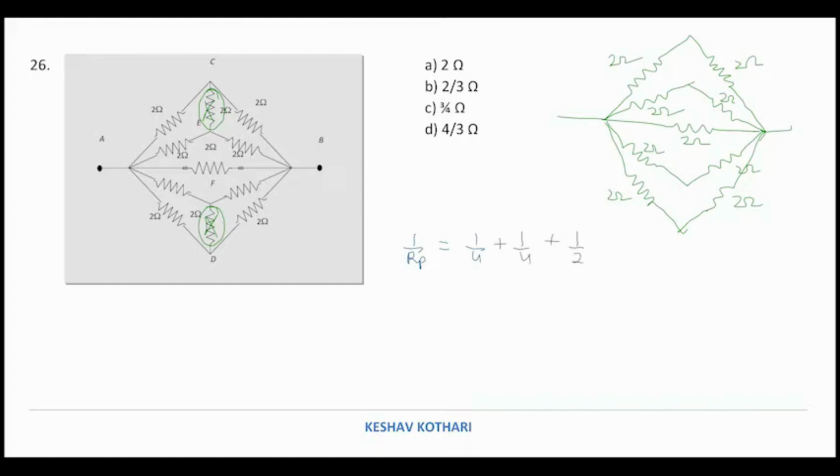Now there is a repetition of 4 ohm twice, so I'm writing over here again 1 by 4 and again 1 by 4. So let us write it this way and then I can solve it in the next line. So 1 by R parallel is 1 by 4 plus 1 by 4 plus 1 by 2. So we get a value equal to 3 by 2. So Rp is equal to 2 by 3 ohm. So for this problem, the answer is 2 by 3 ohm.